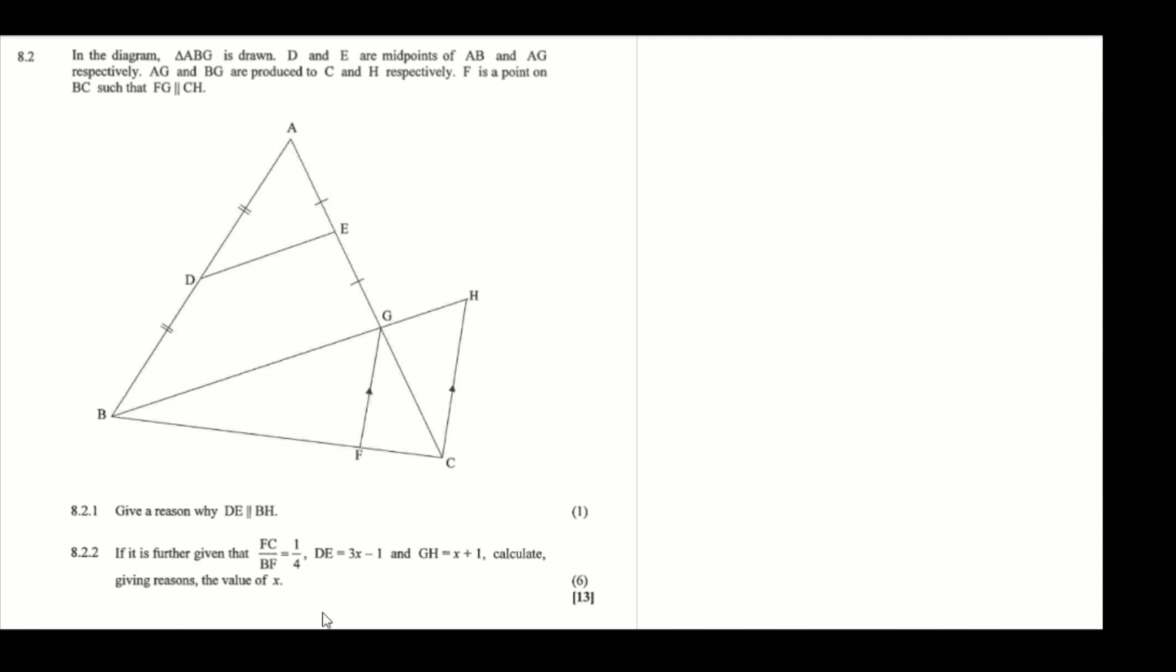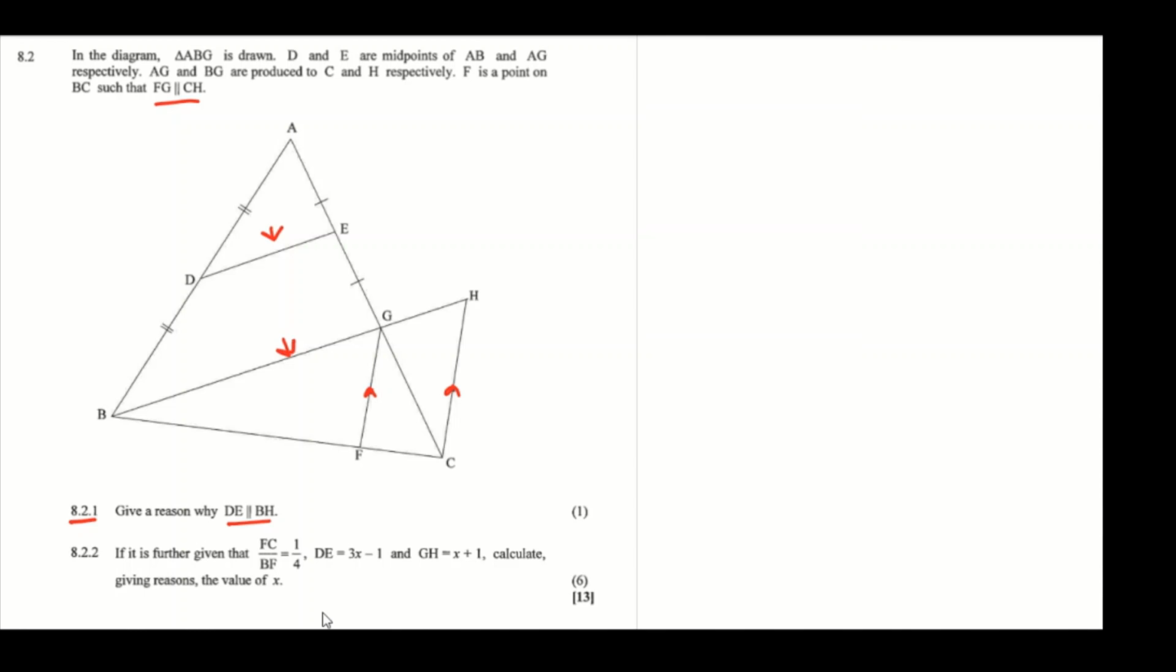So let's get down to this one and solve it. In the diagram, we are given ABG, which is drawn, right? So we're given this diagram below. And what's important in the statement is that FG is parallel to CH, right? So that's one important thing, that FG, this is parallel to this. And then 8.2.1, we are asked to state why DE is parallel to BH. Why DE, this DE, is parallel to BH, which is this one, right?